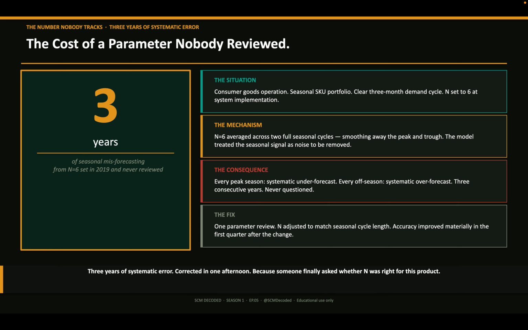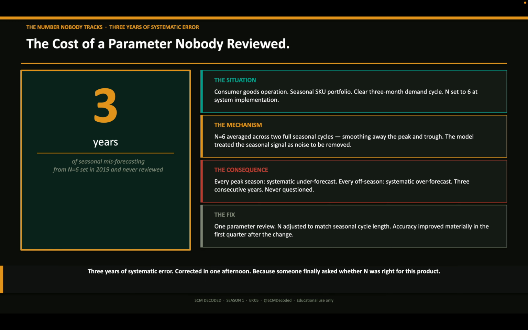And the consequence, every peak season systematic underforecast, not by chance, by design. Every off season systematic overforecast. 3 consecutive years of building too little inventory before the peak and too much after it. Not because the method was wrong, because one parameter was wrong and nobody owned the question of whether it was right. The correction took one afternoon, the parameter was aligned to the actual demand cycle.